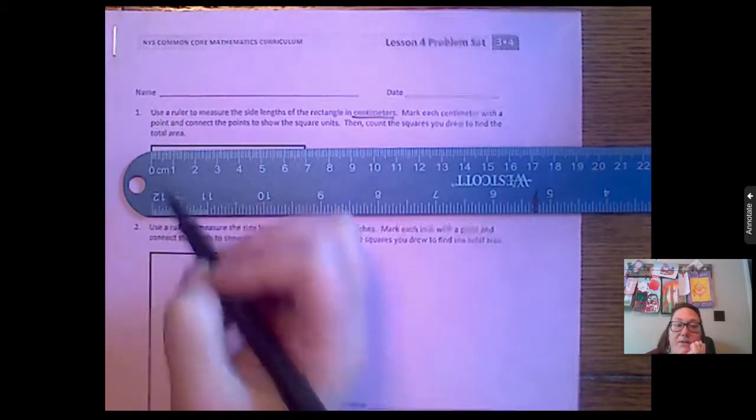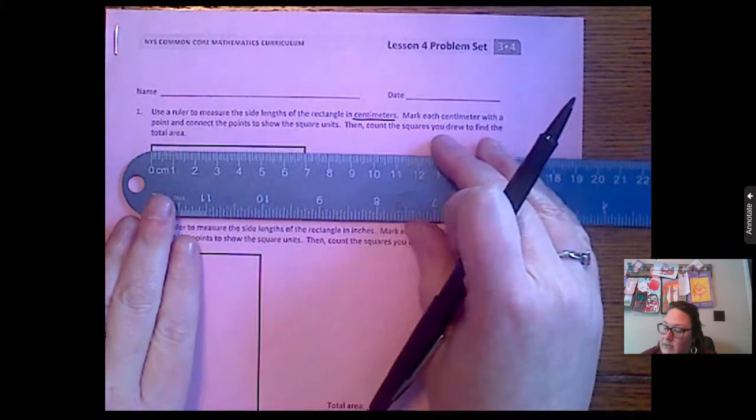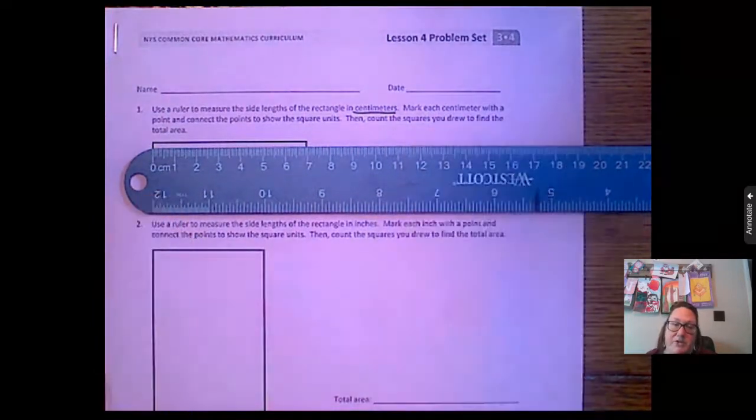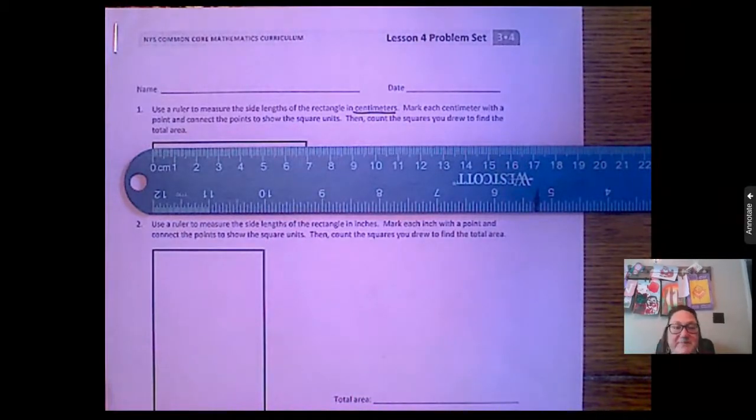Okay. So worst case scenario, boys and girls, if you don't have a ruler, just please pay careful attention to mine and what I'm doing here. But I really want you to have a ruler. You're going to need a ruler later on. So if you don't have a ruler, try to get one for this lesson. But again, worst case scenario, you can follow along with me. But it is so much better and beneficial for you to have the ruler, and fun.